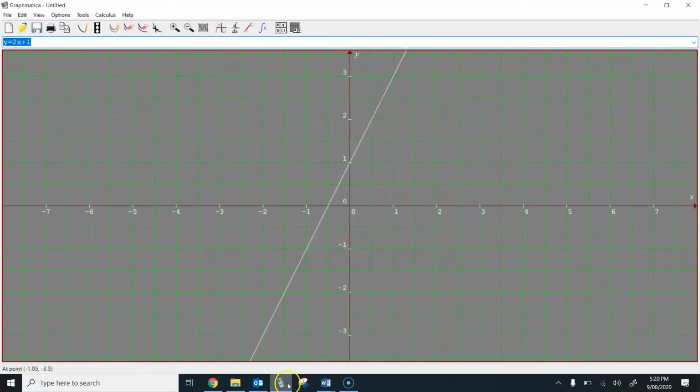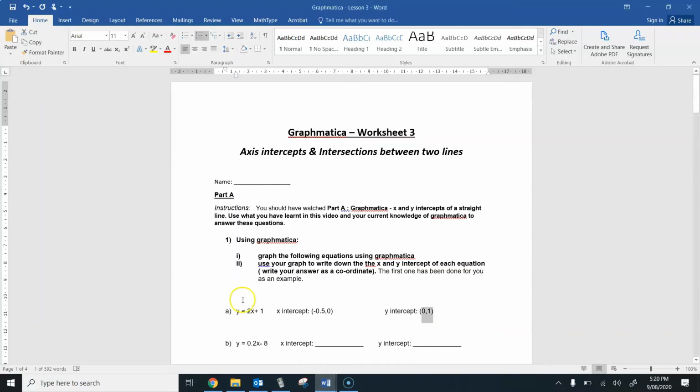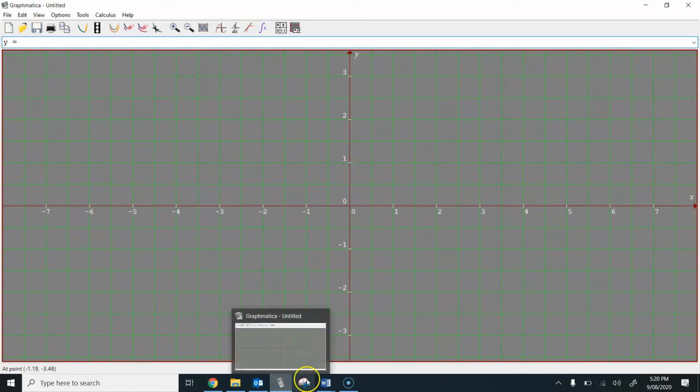So that is for part A, question 1, I should say. Then if you want to do part B, question 1, part B, y equals 0.2x minus 8, you can delete that graph, right-click, delete graph, and type the next one in, y equals, etcetera. Then you need to write down the intercepts. Just follow the same steps again, and pick whichever method you like.